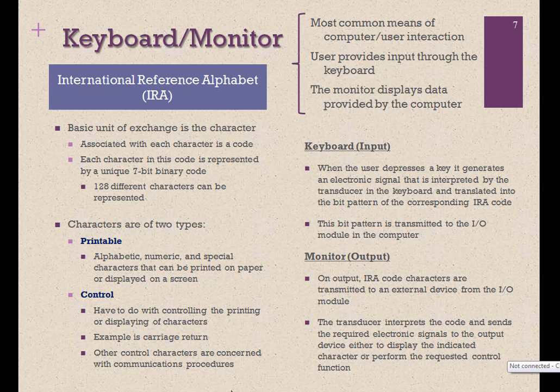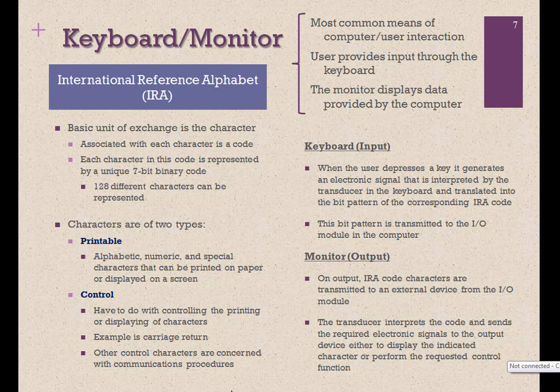Characters are of two types. The first is printable, like alphabets, numerics, and special characters that can be printed on paper or displayed on a screen. The second is control characters, for example carriage return. Other control characters are concerned with communication procedures. The most common means of computer user interaction is that the user provides input through keyboards, which are used for input purposes.